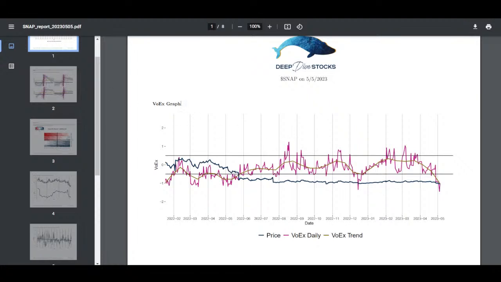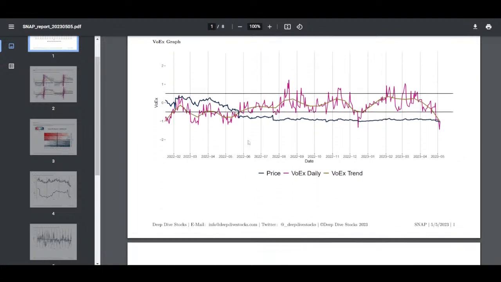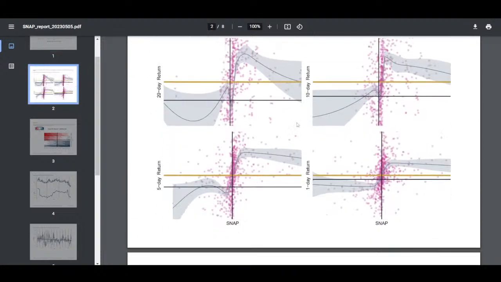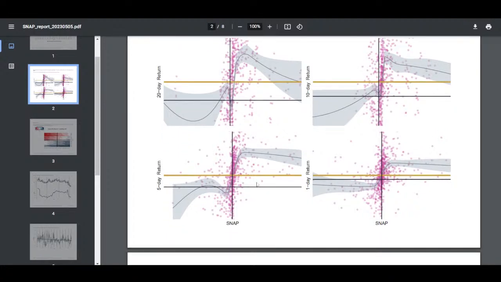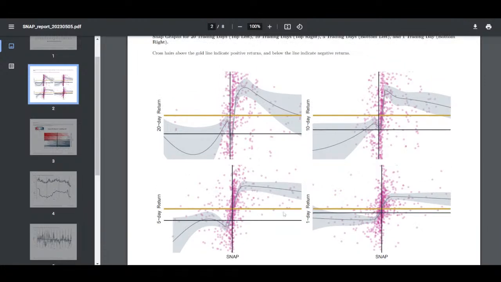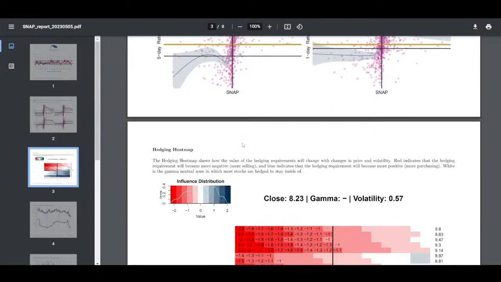Okay, so first, let's start with VOX. VOX is super simple, super easy. It doesn't correlate well with this chart, so we're going to skip it on Snap, but we'll show it much better on Tesla. Snap graphs, also super easy, super simple. If the crosshairs are above the gold line, that's a bullish forecast. If they're below the gold line, that's a bearish forecast. It gives you a forecast for the 1 day, the 5 day, the 10 day, and the 20 day. And the snap graphs take into account all of the other data that we're looking at.